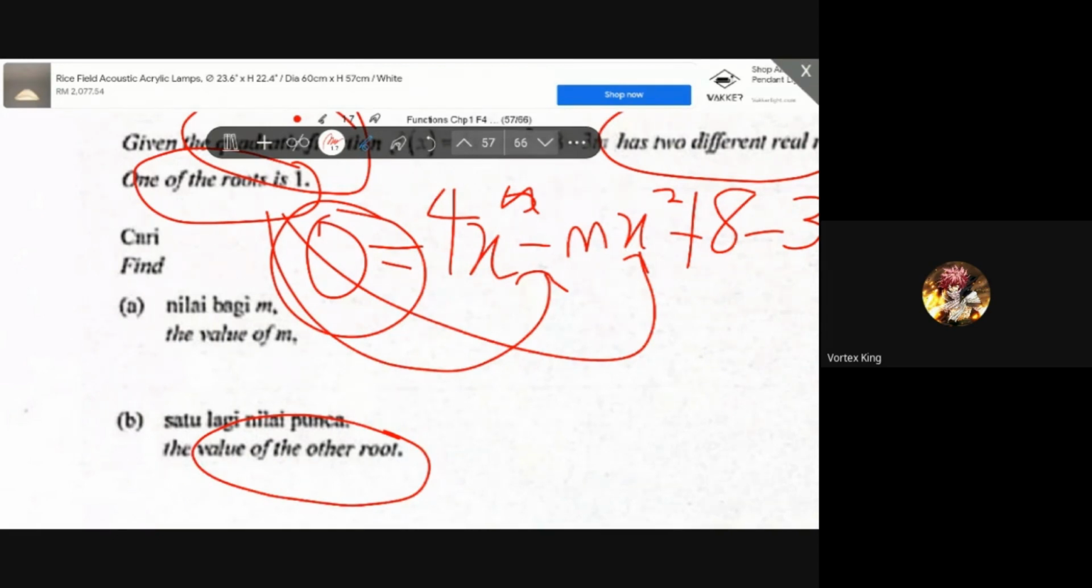What's the method we will use? Masukkan nilai M dan faktorkan. Yup, very good. Means you find the M, then you form a quadratic equation.